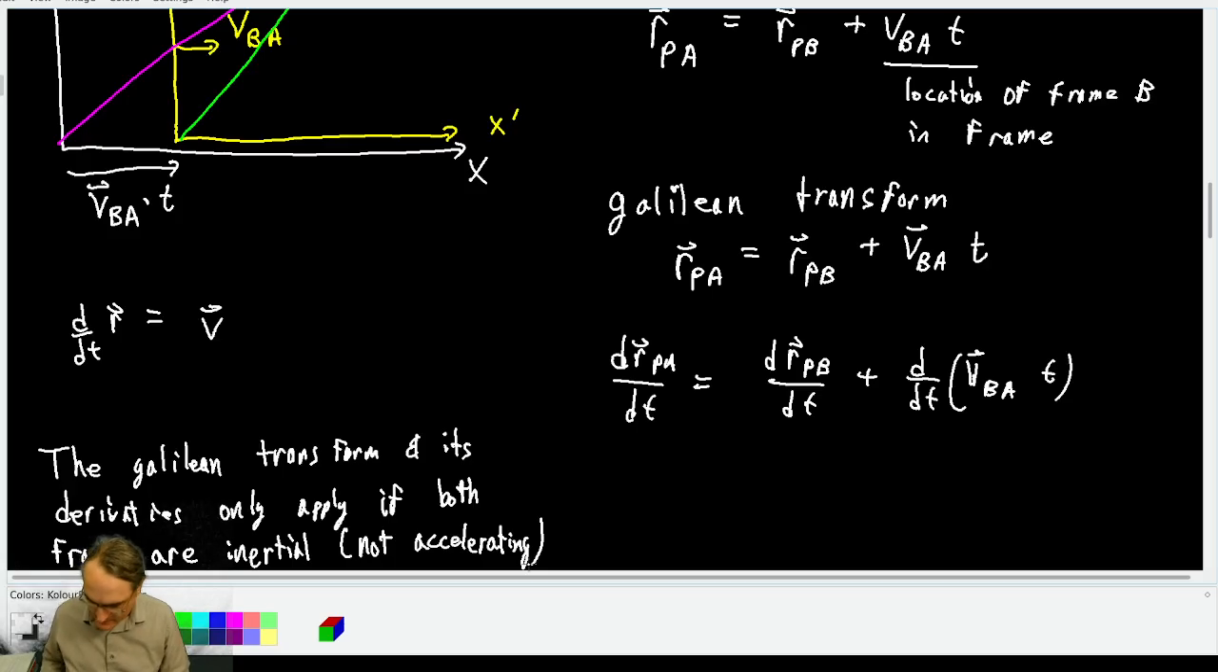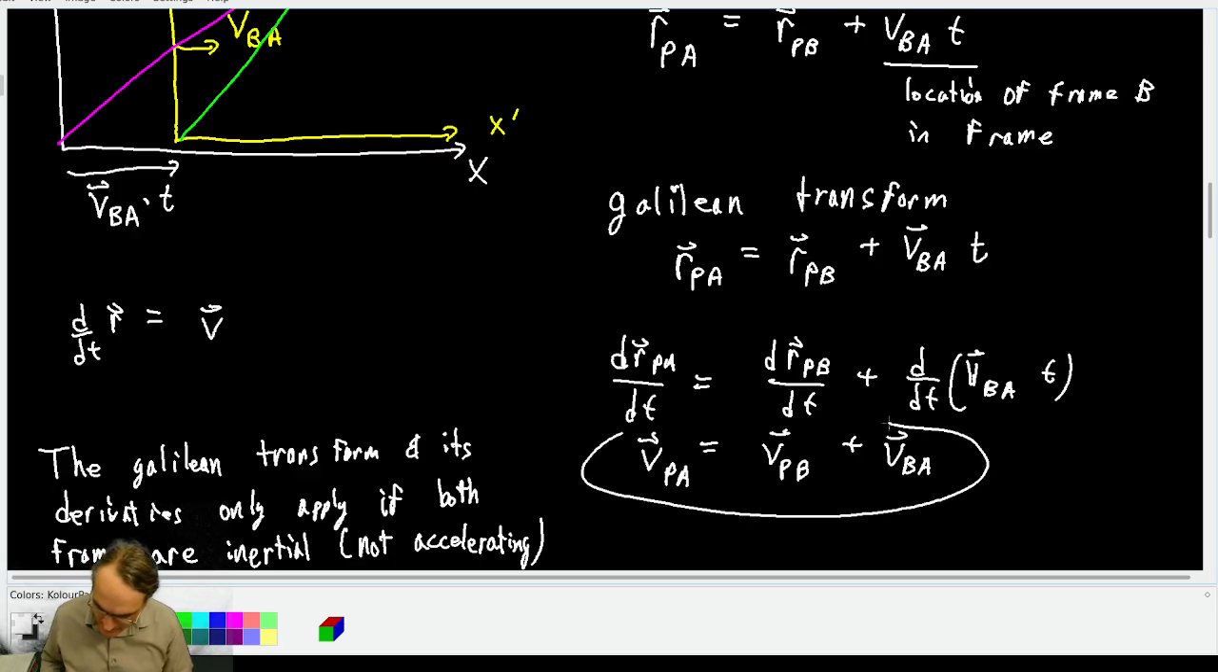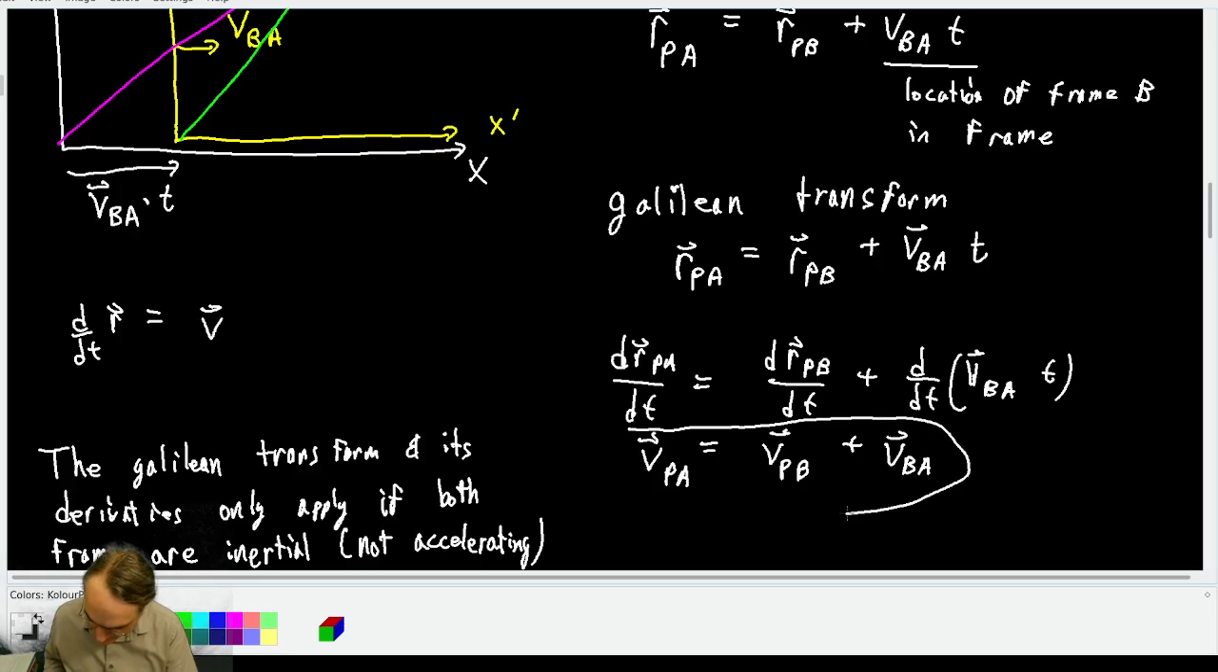Okay, so that actually lets us do this derivative. We'll find the velocity of p in reference frame A. It'll be equal to the velocity of p in reference frame B, plus, since we now say that there's no acceleration going on, VBA is a constant, we can pull it out in front. And we take the derivative of t with respect to t, which just gives us 1. And this tells us about the relative velocities of particle p in reference frame B versus reference frame A.